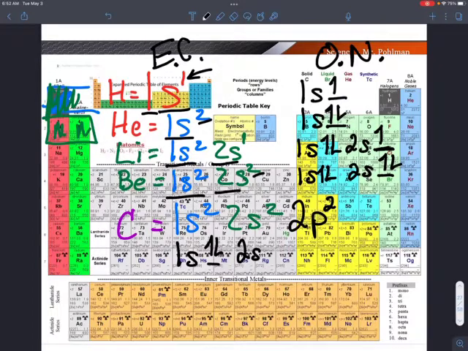And then for this last one, you have 1s, there's 2 electrons. You have 2s, 1 orbital, 2 electrons, 2p. All right, the p's, remember there's a px, there's a py, and then there's a pz. You have 2 electrons, Hund's rule, 1, 2. They have to fill in like that.